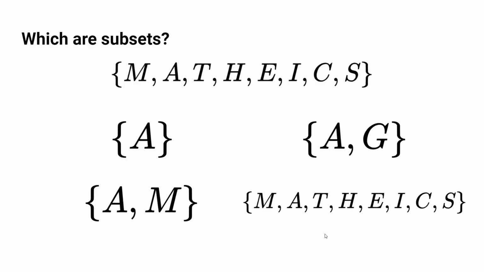Here's a set: M, A, T, H, E, I, C, S, the different letters used in the word mathematics. Which of the following sets are subsets of this? Take a moment and identify them, then come back.